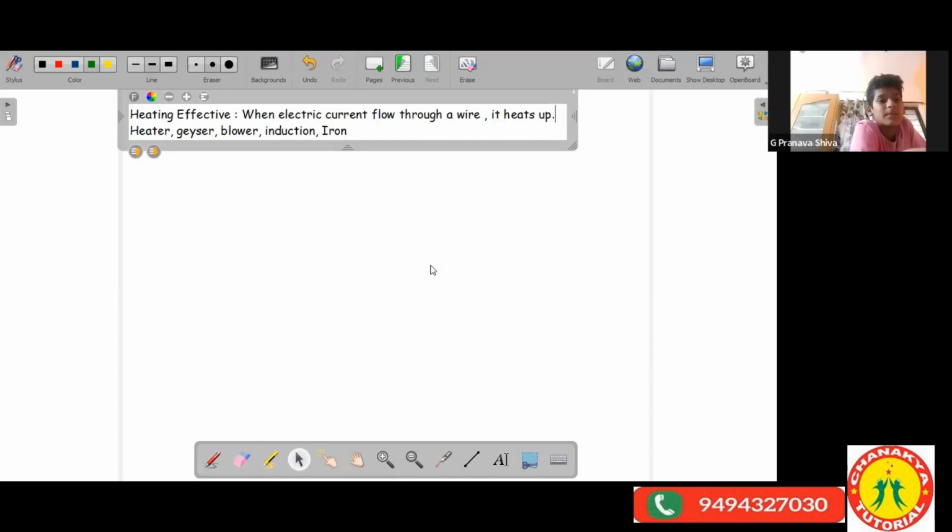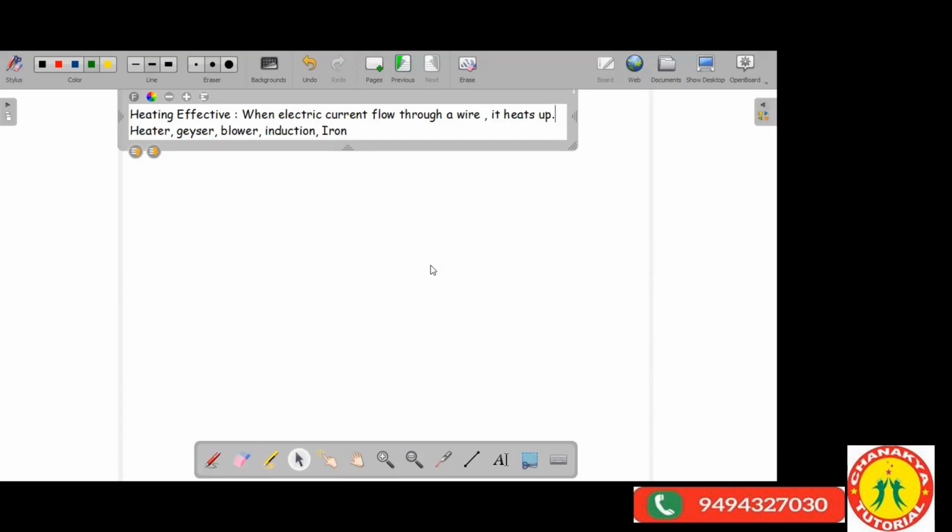They may be in the form of magnetic field. For example, your fan. Your fan is not based on the heating effect. It is based on magnetic effect. Electric motor, that is also based on magnetic effect. Over there, if heating takes place, that is undesirable. So we'll also see magnetic effect of electric current.